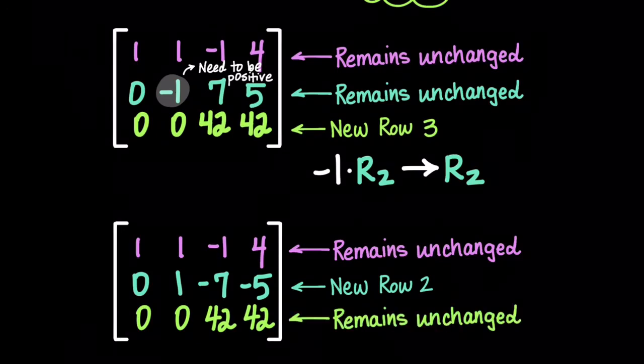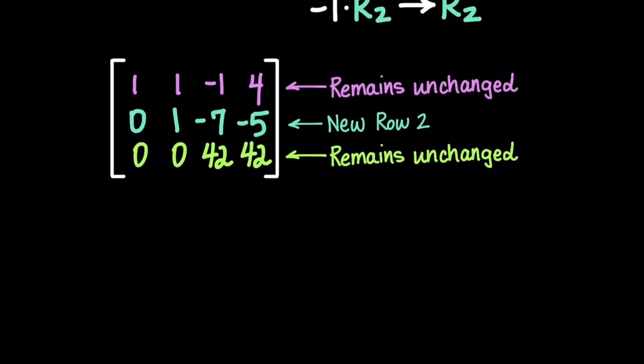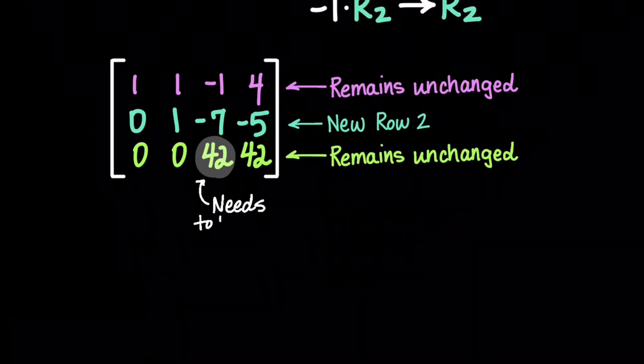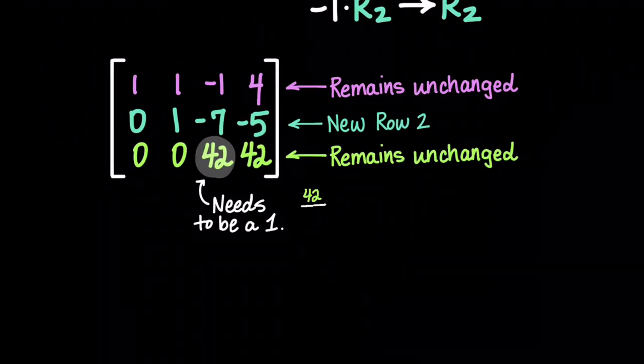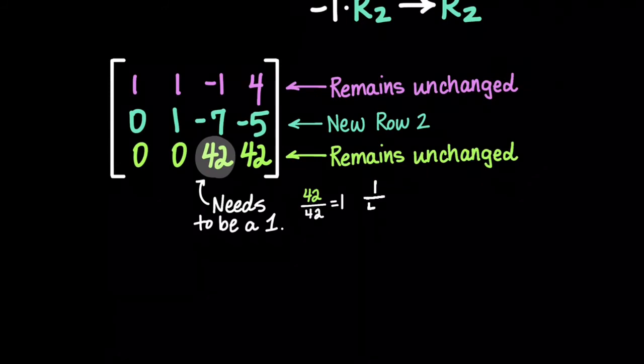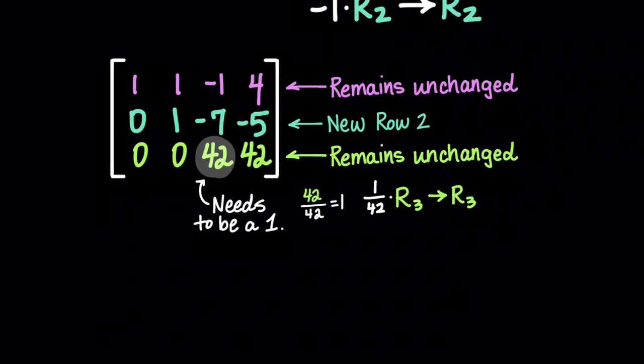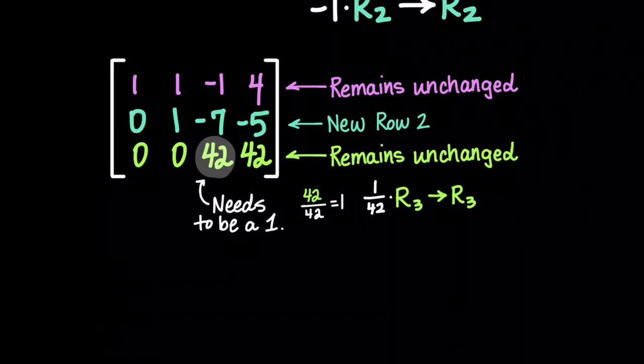And for our last step, before we achieve row echelon form, we need to turn this 42 into a 1. Remember, to turn something into a 1, we want to multiply by the reciprocal or the multiplicative inverse, which is the same thing as dividing by itself. So we're going to have 1 over 42 times row 3, and that will give us our final row 3. And after all of those row operations, we have our final matrix in row echelon form.